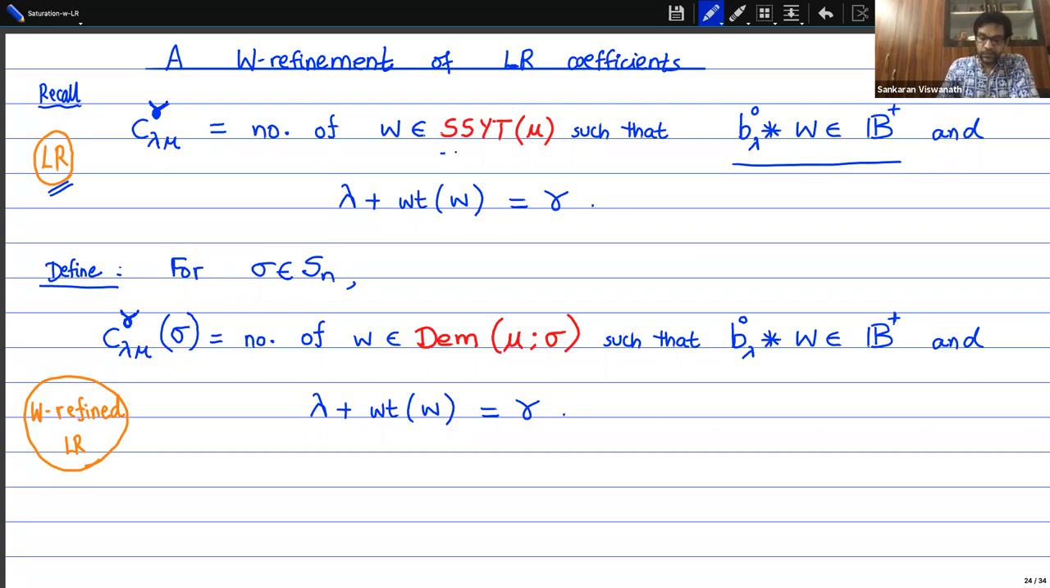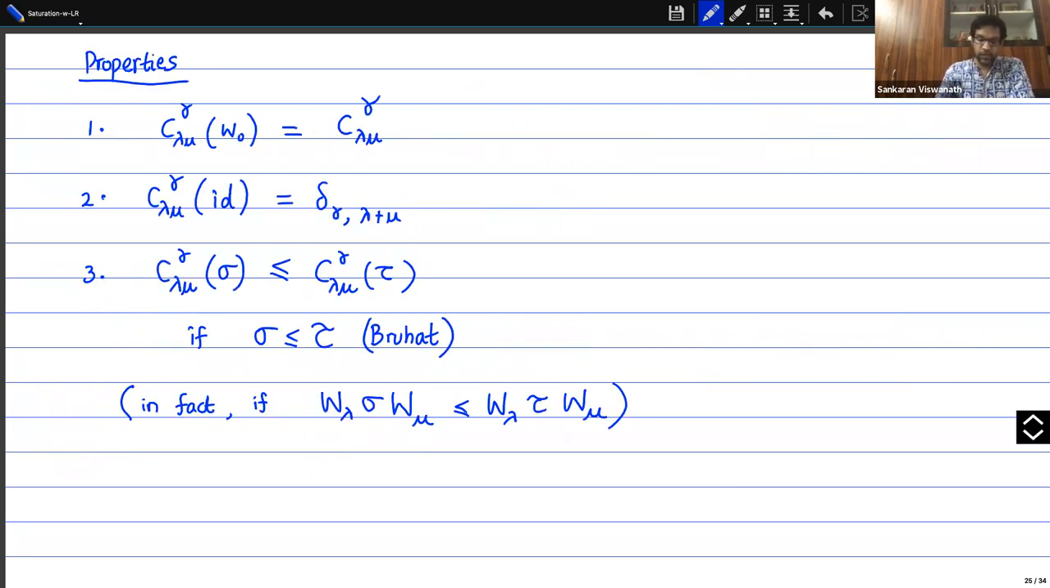But now I'm going to replace the set of all semi-standard tableaux by just the subset Dem mu sigma. So I fix a sigma, and now I ask, how many words in the Demazure crystal Dem mu sigma satisfy the same property as above? In other words, how many W's are there in Dem mu sigma such that they are lambda-shifted dominant and their weight of lambda plus that is exactly gamma? So this number we'll call the sigma-refined Littlewood-Richardson coefficient. The obvious property is that this is of course less than or equal to the Littlewood-Richardson coefficient.